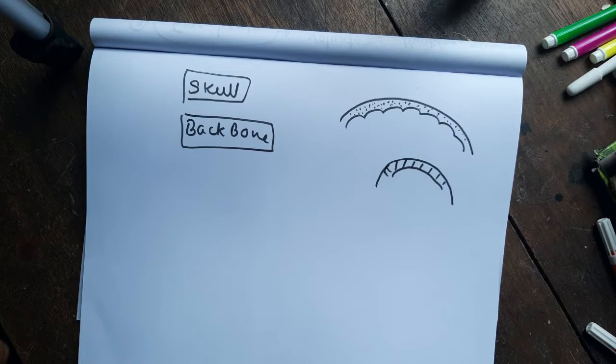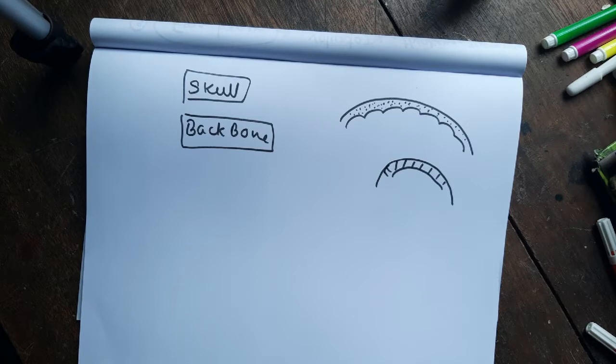So our next part will be, how does the nervous tissue cause action? In simple words, how does the nervous tissue cause movement? Or more simply, how does the brain control the movement? So let us see how.